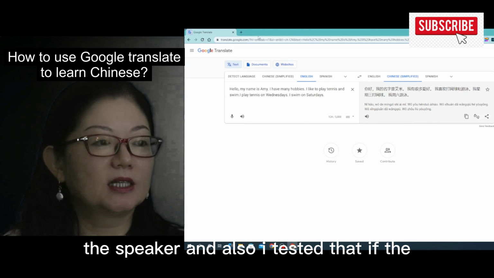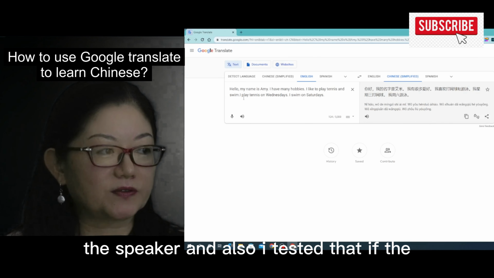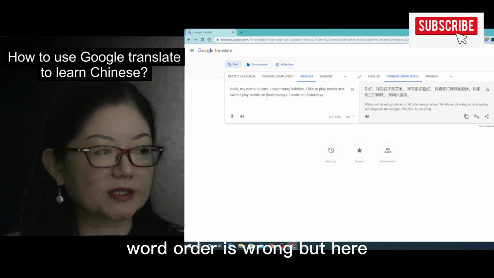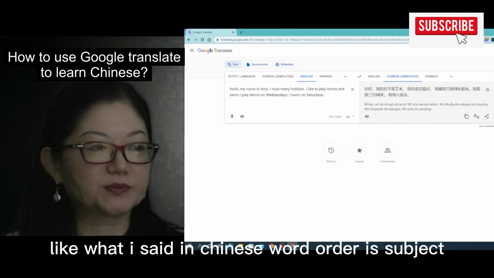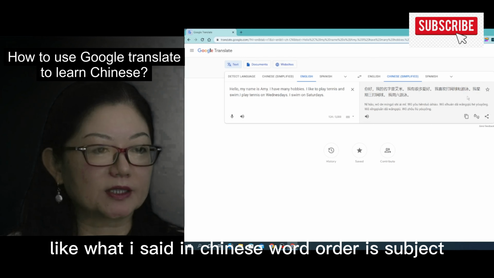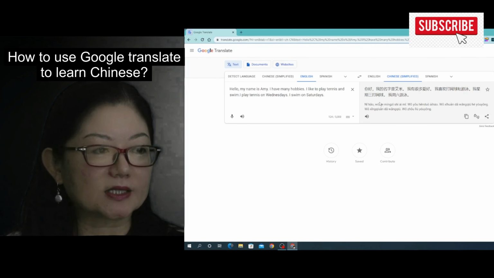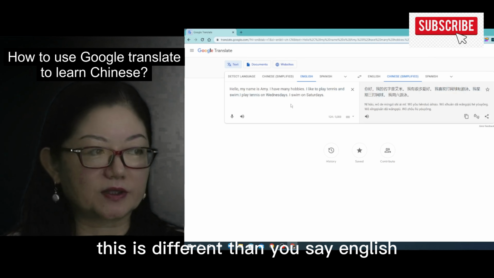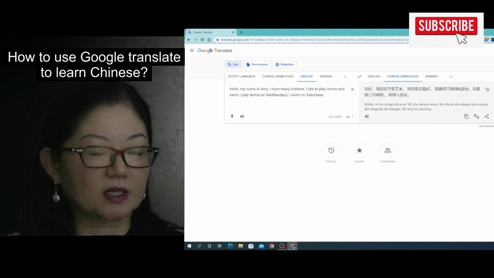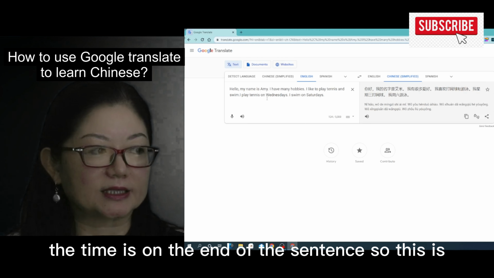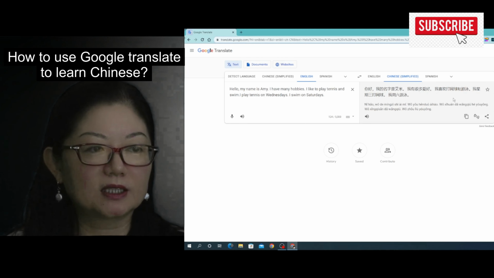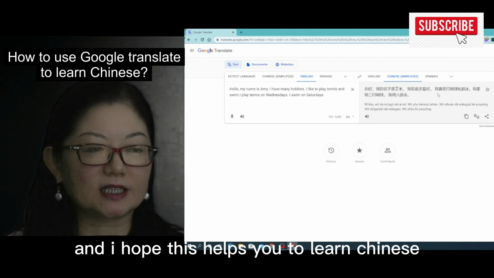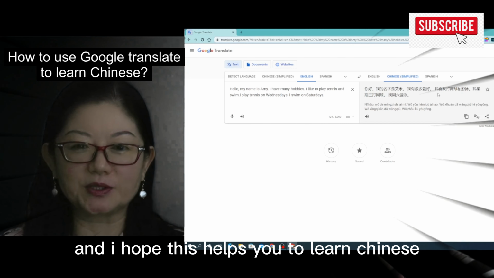And also, I tested that if the word order is wrong. But here, like what I said, in Chinese, word order is subject plus time and verb. This is different than you say in English. In English, the time is at the end of the sentence. So this is the correct translation, and I hope this helped you to learn Chinese.